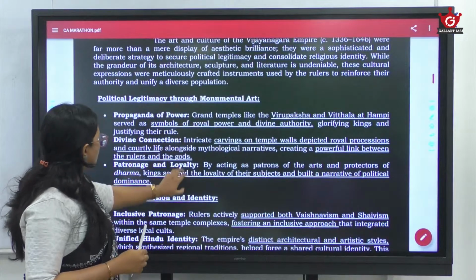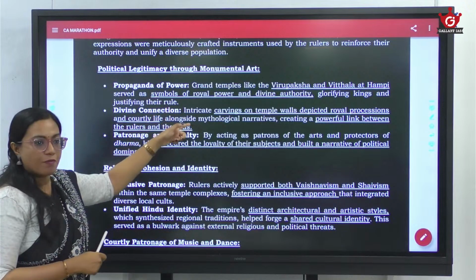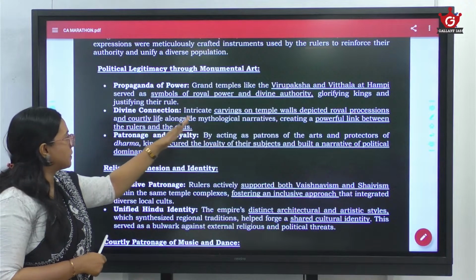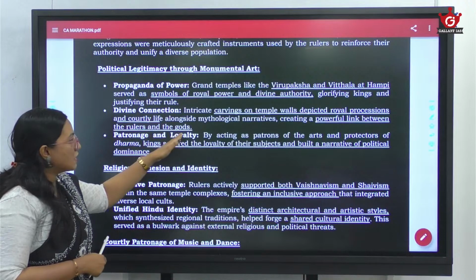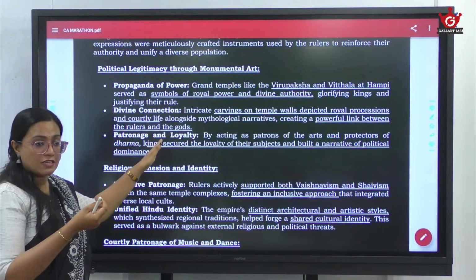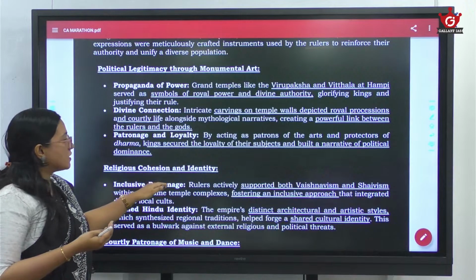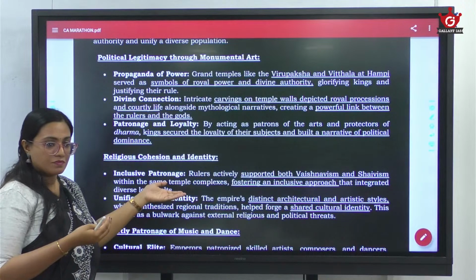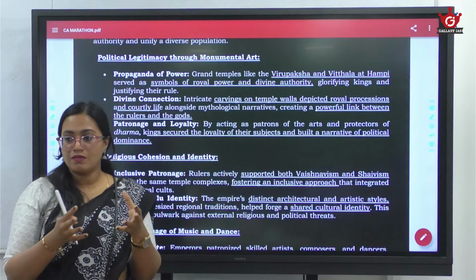So I have divided it into two parts, where political legitimacy comes through monumental art. How did it do that? Propaganda of power. The Virupaksha temple at Hampi and the Vitala temple at Hampi served as symbols of royal power and divine authority. Then divine connection, all the temple paintings were associated with royal processions and courtly life. It shows the political power of these kings. Now patronage and loyalty, the kings secured the loyalty of the subjects. That means they created a loyal elite group of artisans.